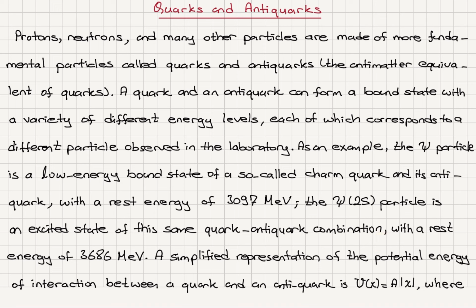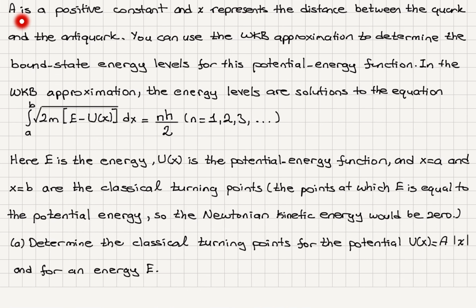3686 megaelectron-volts. A simplified representation of the potential energy of interaction between a quark and an antiquark is the position-dependent potential energy U(x) equal to amplitude A times the absolute value of x, where A is a positive constant and x represents the distance between the quark and the antiquark. You can use the WKB approximation to determine the bound state energy levels for this potential energy function.